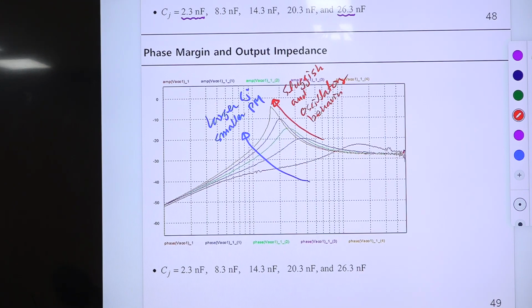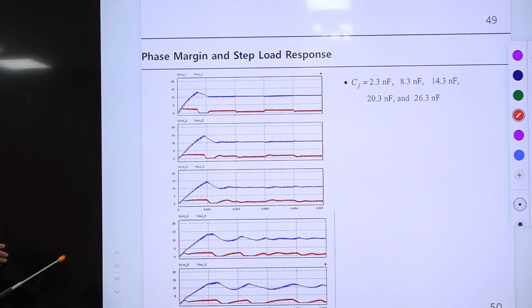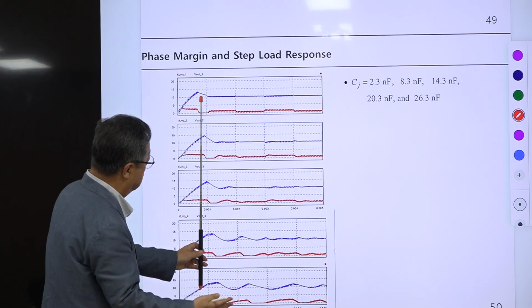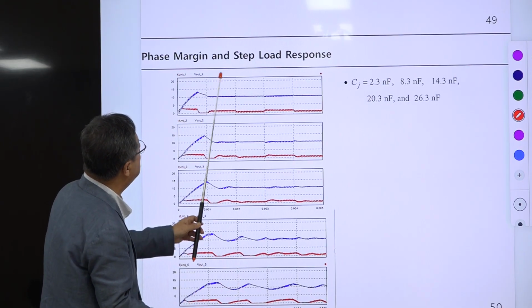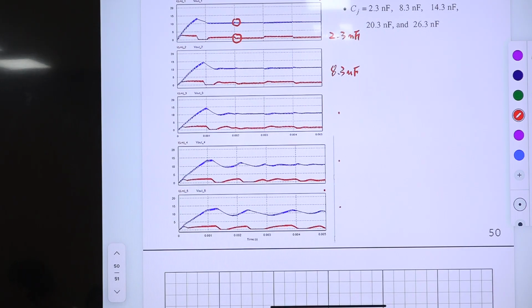Okay, so that is our prediction, and I did the simulation here. This is the startup. Forget about this. There is no soft start in my simulation, and this is the step load response. So the initial design, this disturbance is very small. And this is the CJ of 2.3 nanofarad. And this is 8.3 nanofarad, and increased. Then finally you have this one.